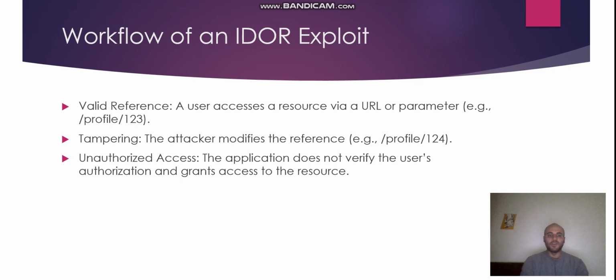The workflow of this exploit has three mechanisms. One is the valid reference: a user accesses a resource via a URL parameter. The second is tampering: the attacker modifies the reference, for example example.com/profile/124. The third is unauthorized access: the application does not verify the user's authorization and grants access to the resource.